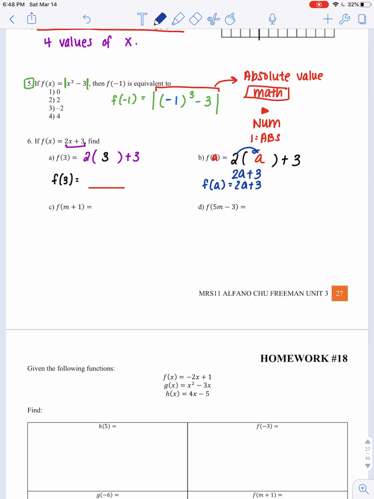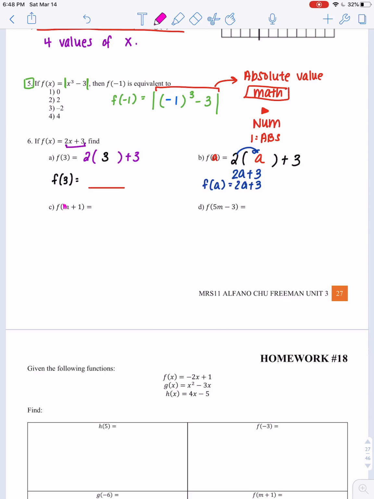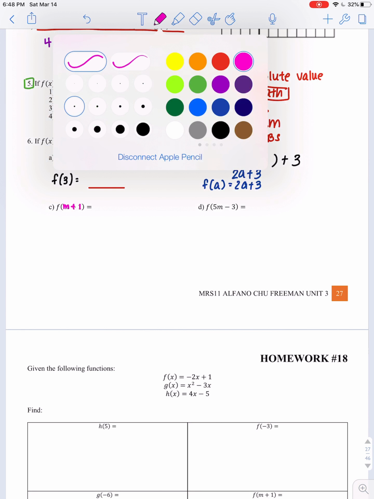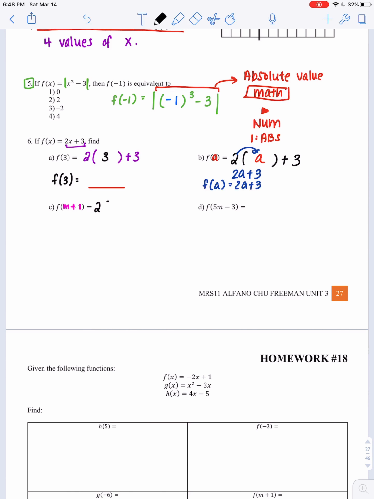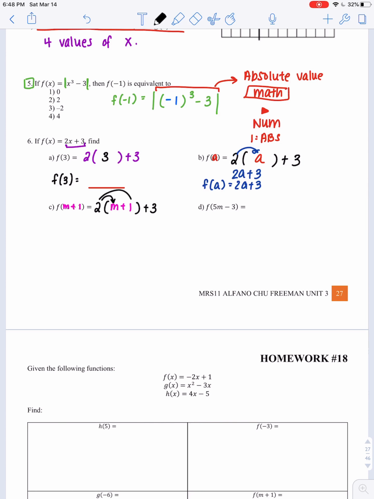Easy. Okay, let's do the same thing now. I'm plugging in m plus 1. I want to know what is f of m plus 1. So I'm going to copy this, 2 times parentheses plus 3. And I'm going to put in m plus 1 because that is my input. Let's distribute. 2m plus 2 plus 3. And now we combine like terms. That's positive 5 and bring down my 2m. So f of m plus 1 is equal to 2m plus 5.